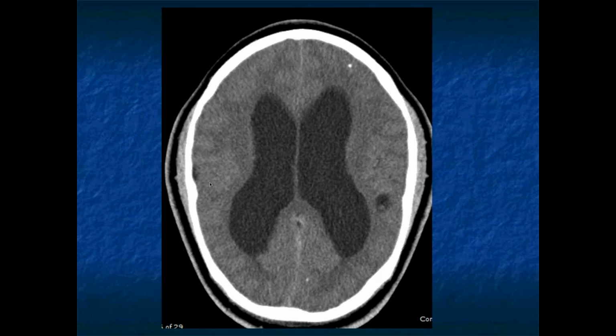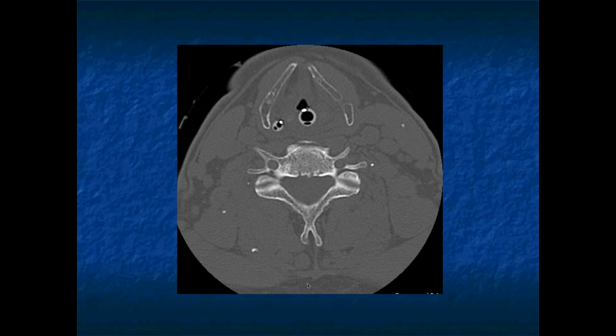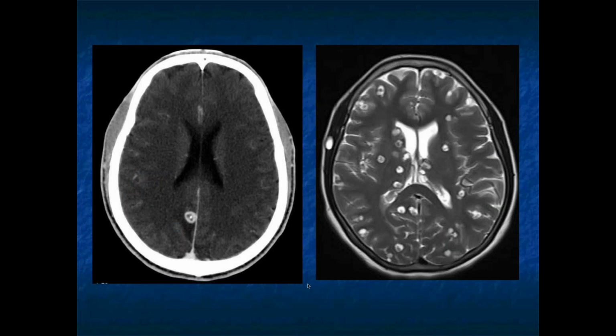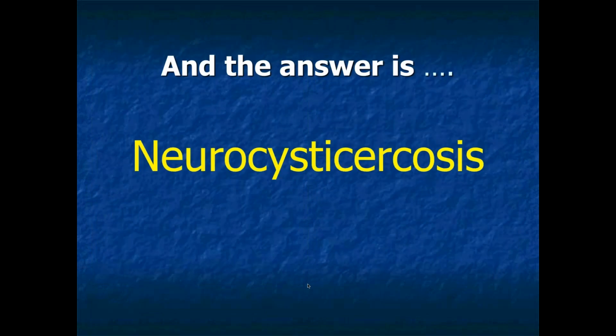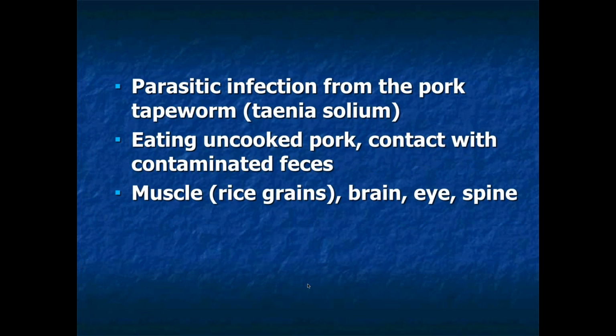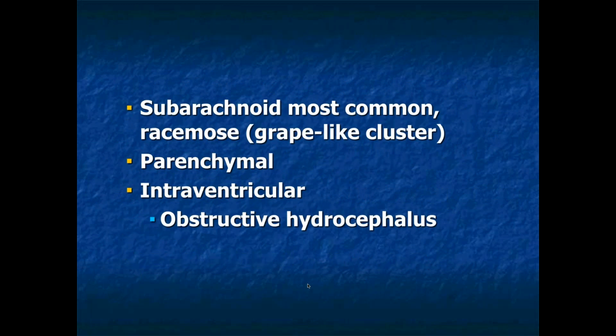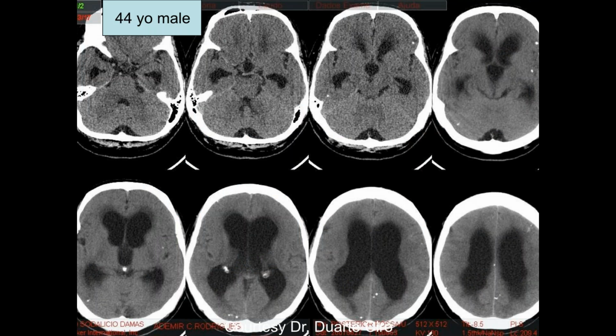So this one kind of should give it away. Oh yeah, there's calcifications in neurocysticercosis. There you go. And there are the muscles. There's the cysticercosis. So this is why Jews don't like to eat pork. Yeah, so that was neurocysticercosis.